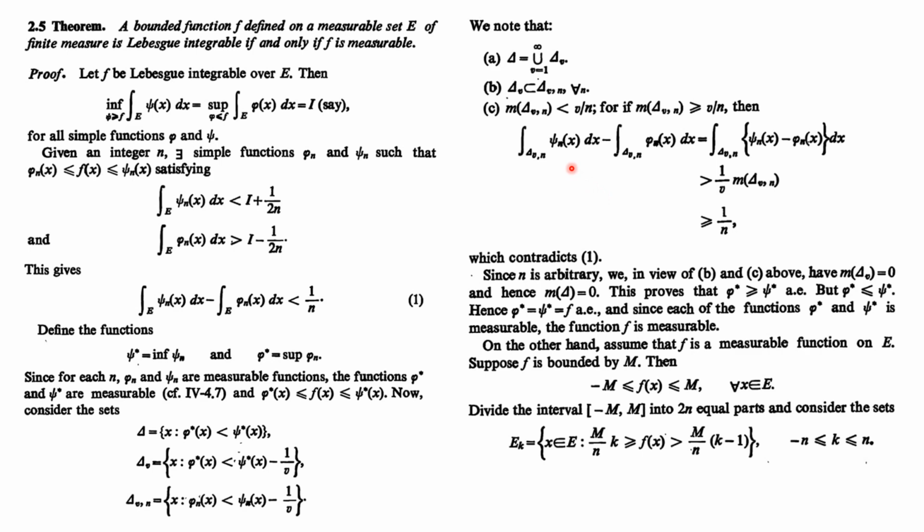Why? Let, if possible, this be greater than or equal to nu by n. Then we have to take the integral of psi n and phi n over this delta nu n set. We can combine these two because these are elementary functions. We can write the integral of psi n minus phi n over the set delta nu n. Now what is the delta nu n set?